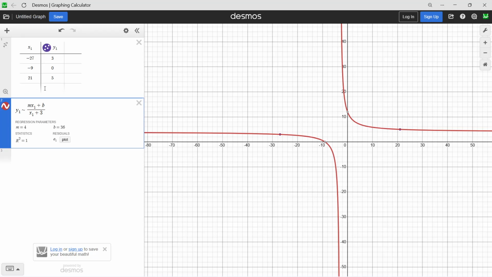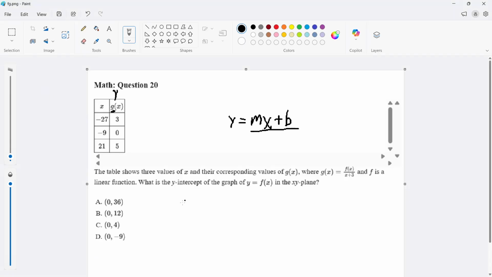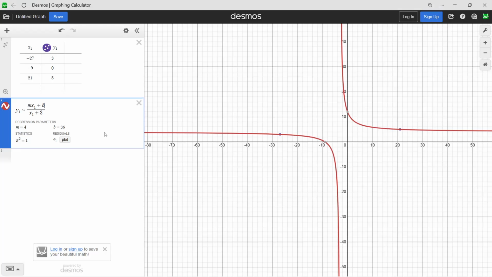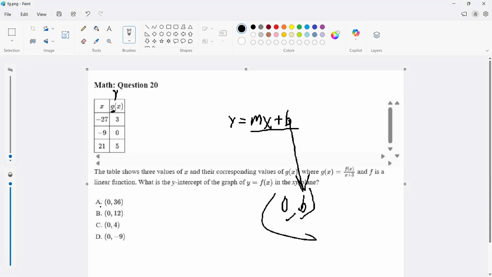And now I'm done, because the question asks, what is the y-intercept of y equals f of x? It's going to be 0, and then a lot of times it's called b, because in the linear function it's mx plus b, so 0, b. b is 36, so 0, 36. That's the answer, just like that in Desmos.